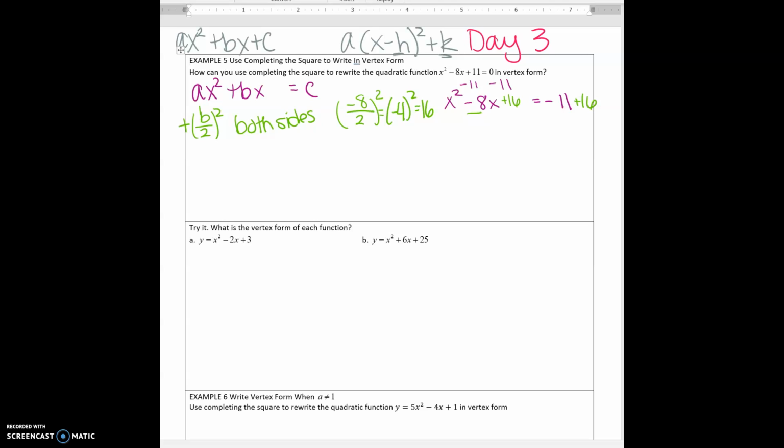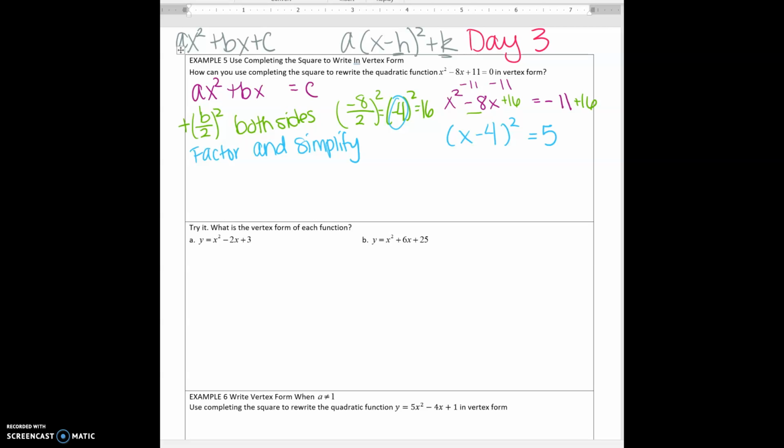Next, we're going to go ahead and factor and simplify. And remember that when we are factoring, this number inside here is this one right here, so minus 4. And then we have negative 11 plus 16, which would give us a positive 5.